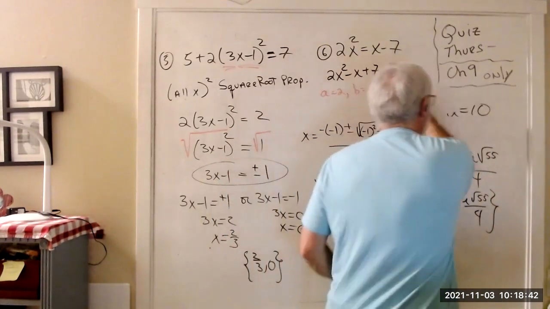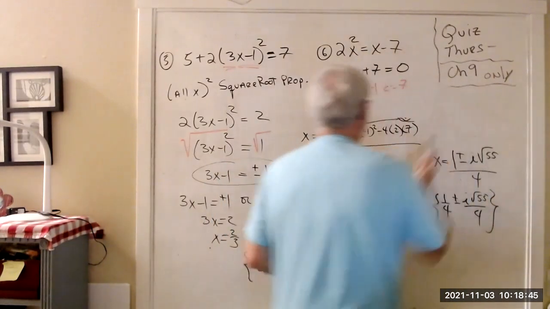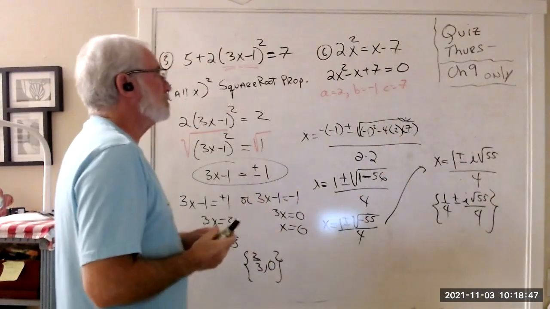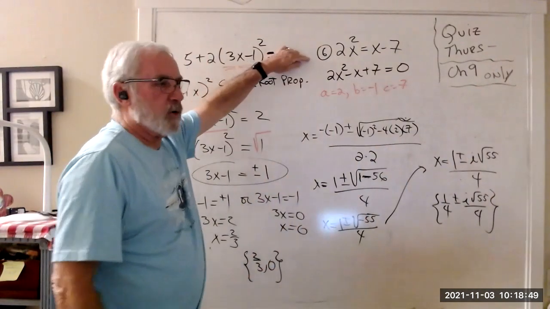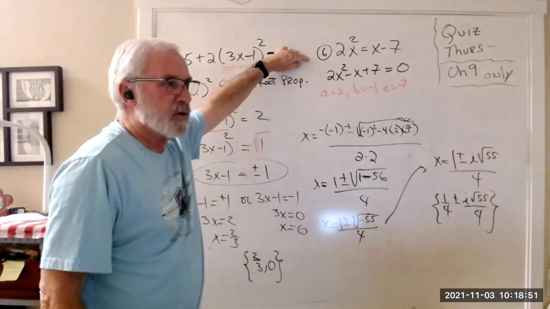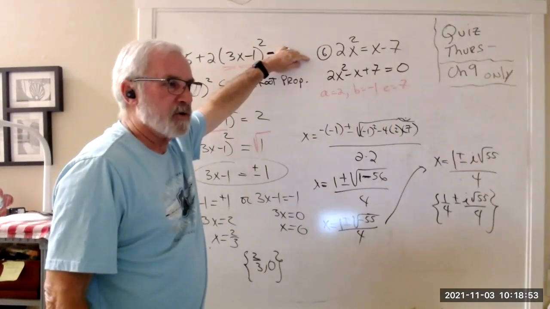Okay, I'm going to erase that. We'll do that one up in a minute. So, number 6 was a quadratic formula problem. Man, you better know that quad formula inside out, left and right.